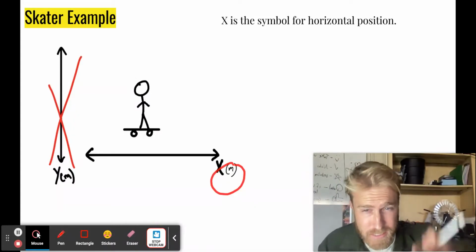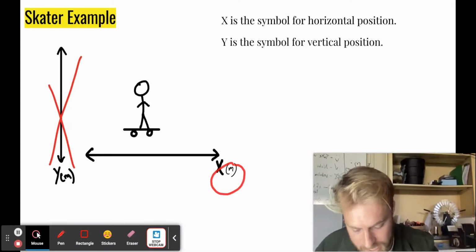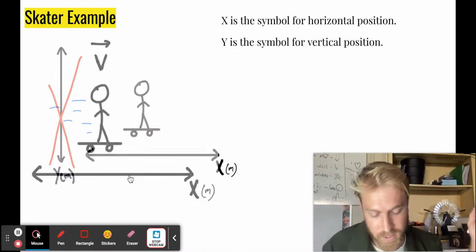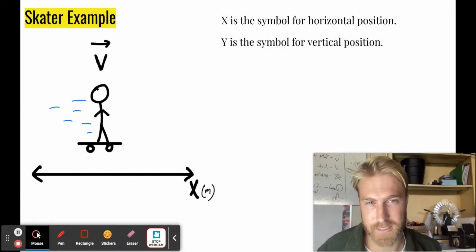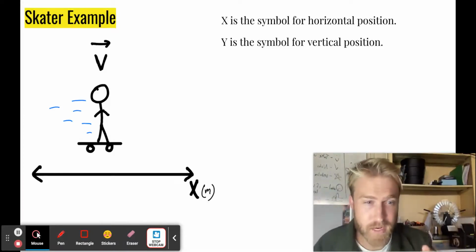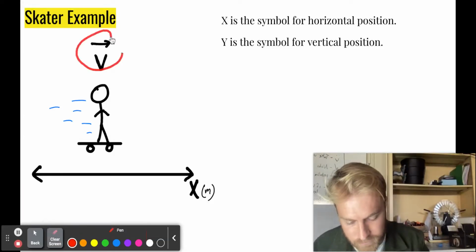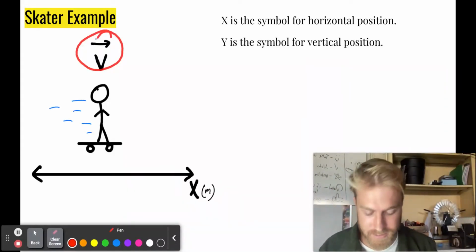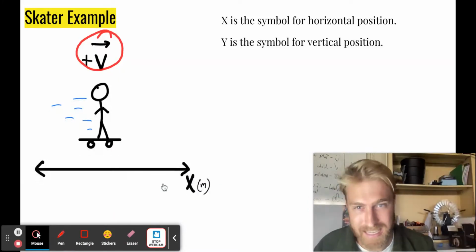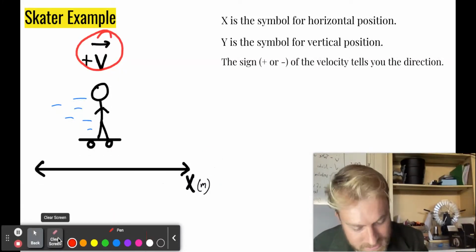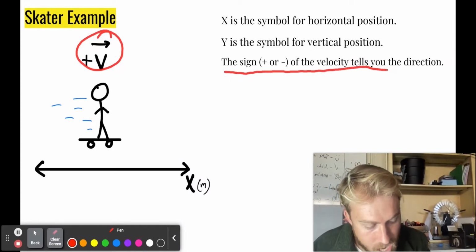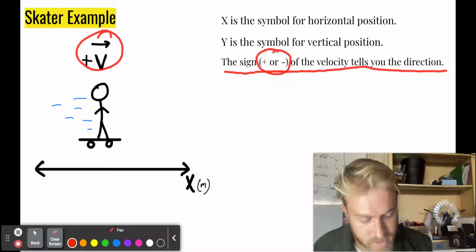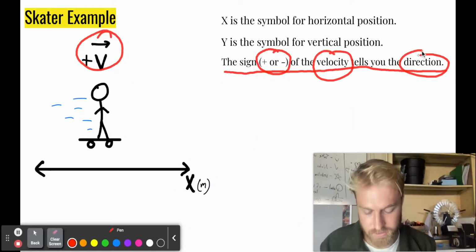If they were doing any ollies or anything like that, we'd give them a Y because Y is the symbol for vertical position. But this is kind of a beginner skateboarder and they're not doing any ollies or anything like that. Okay, so let's say that they're moving with a constant velocity and we've drawn their velocity vector like that. Is that a positive velocity or a negative velocity? It is a positive velocity, and that's because the sign, positive or negative, of the velocity tells you the direction. I want you to memorize that. The sign, positive or negative, of the velocity tells you the direction.